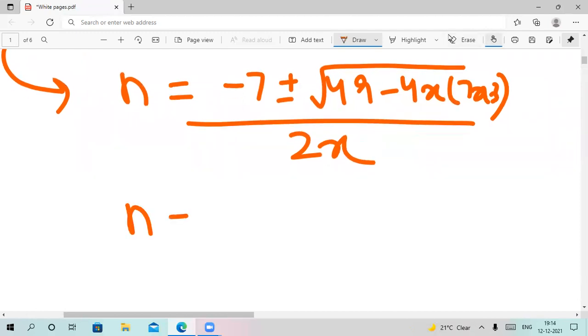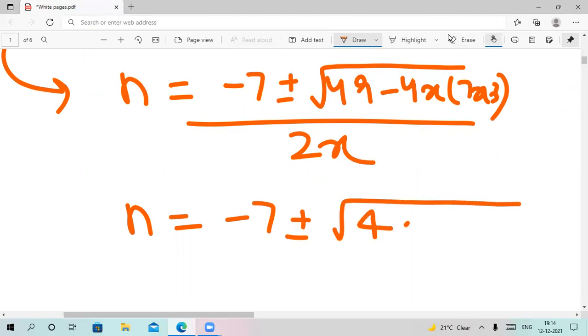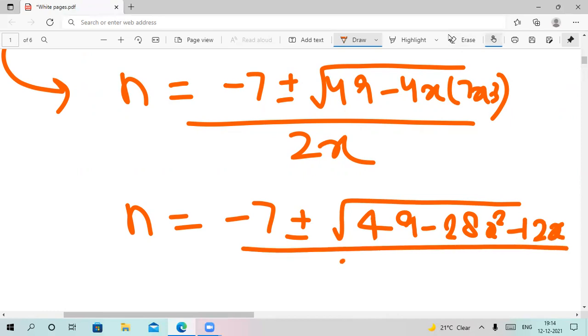So when you reduce it and achieve the final expression here, you will get the value of n as -7 plus minus the square root of 49 minus 28x squared minus 12x, divided by 2x. So this is the expression which you will get in terms of x for n. Okay.